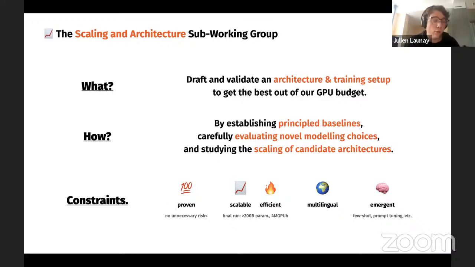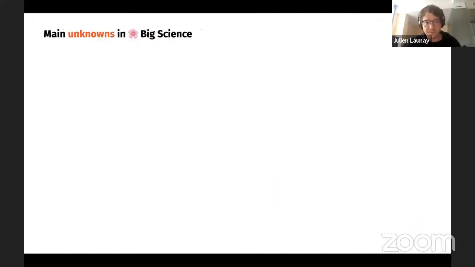And finally, there is the question of emergent properties, which has been talked about, I think, a bit earlier in a short talk: these big models are kind of special in some ways, and some of this is few-shot capabilities, prompt tuning, that kind of stuff. And we want to keep the door open to this.